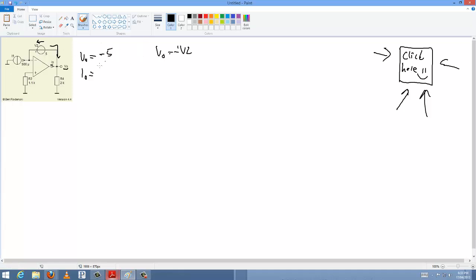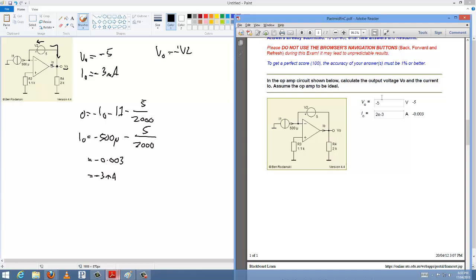So that ends up being -5, and IO, if we do nodal at this central point here, we have 0 equals negative IO minus I1 minus 5 on 2000. We have IO equals negative 500 micro minus 5 on 2000, which when we work that out, we end up getting 0.003 or 3 milliamps. Looking at the answer, -5 and 0.003, and that's the answer for that one.